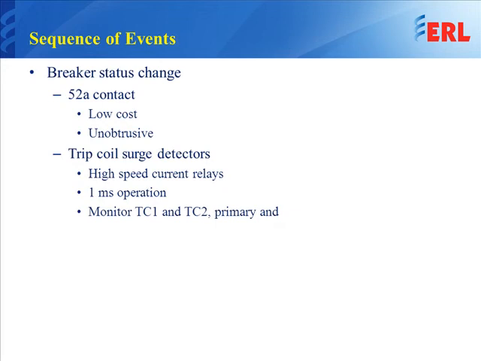Now, using trip coil surge detectors is a much better way to detect when your breaker actually received the tripping signal. These coil surge detectors operate in less than 1 millisecond. And you can put this in series with the trip coil primary and the trip coil backup.